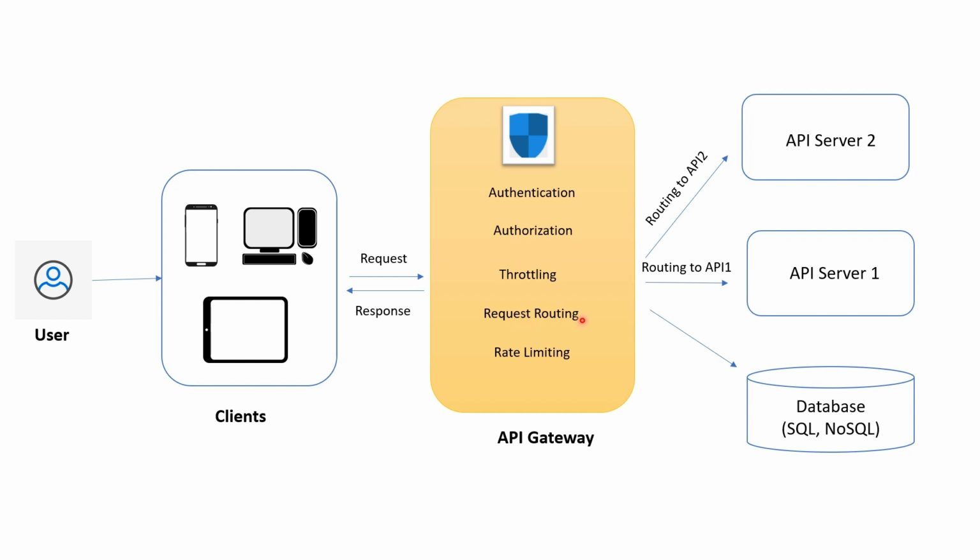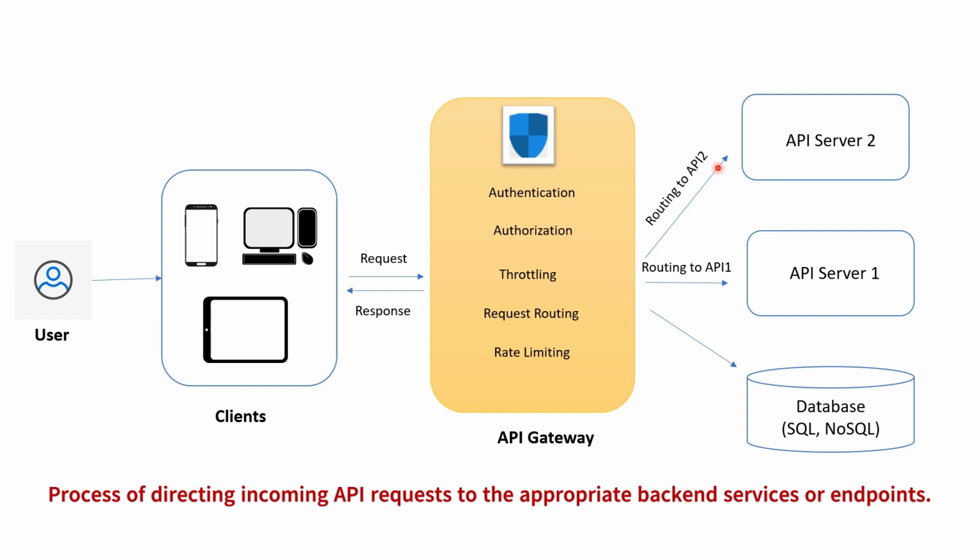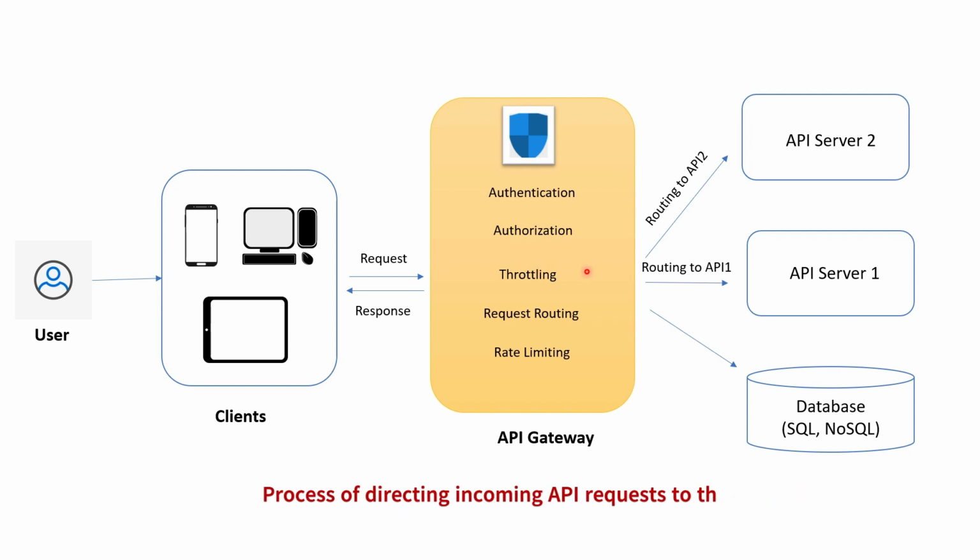So what is routing? Routing is the process of transferring the request from the API gateway to the different backend servers, that is API server 2, API server 1, database, or some other, depending on the request type or the header in a request. So this is request routing, and this works as an entry point. Because of the routing, we are able to transfer the request to the different backend servers.